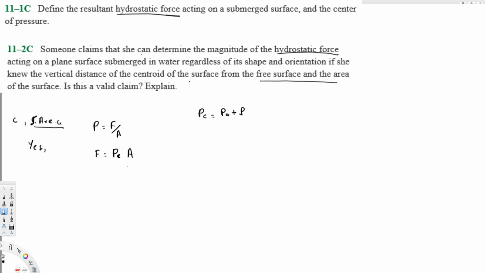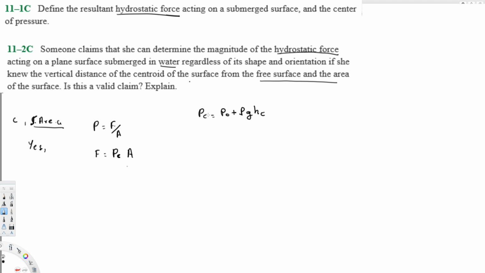In this case, it's acting on a plane surface in water, okay, so it's water. So we know that it's 1,000 kg per meter cubed, so we don't have to worry about it. And g we all know, and h_c. If we know the centroid, then we can calculate the height, right? So the centroid is basically the height. So we know the height of the centroid, and then this will give us the pressure at the centroid, right?